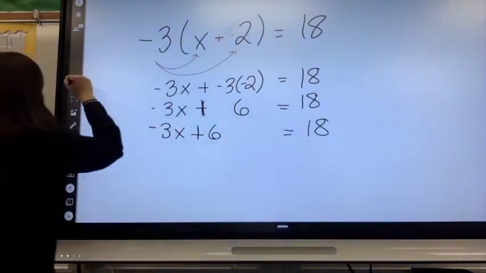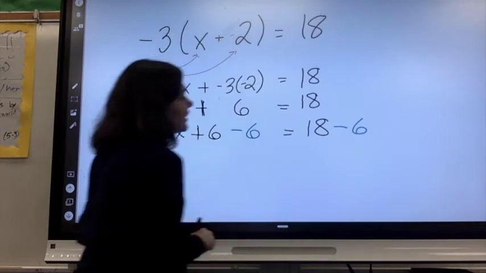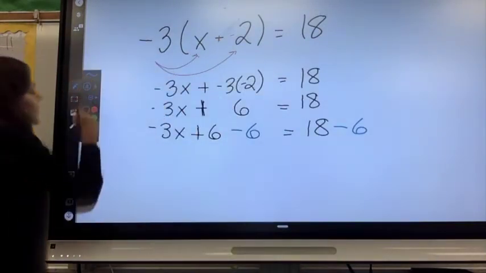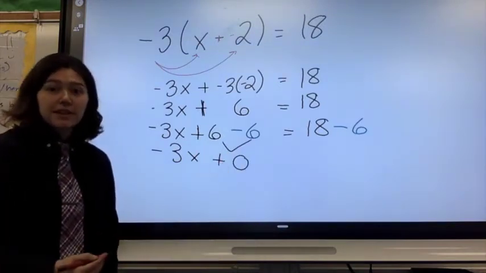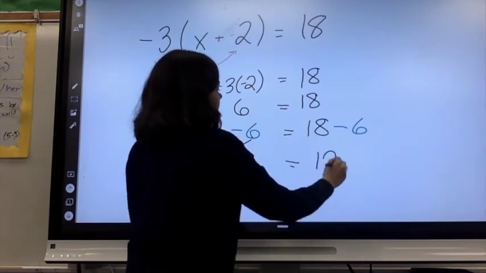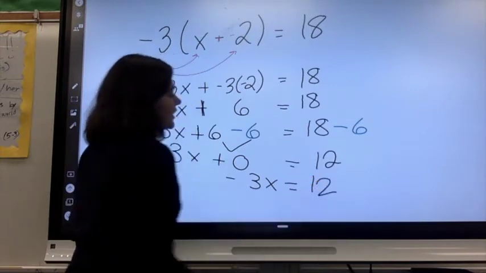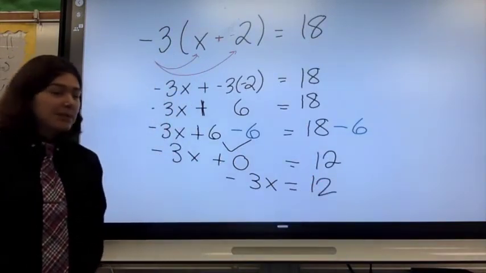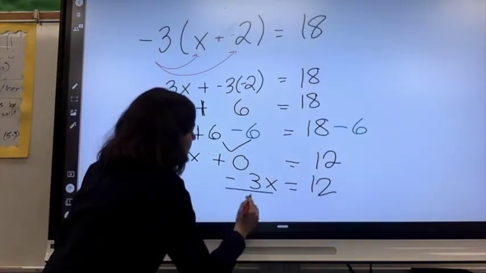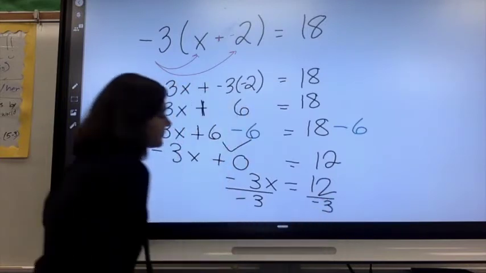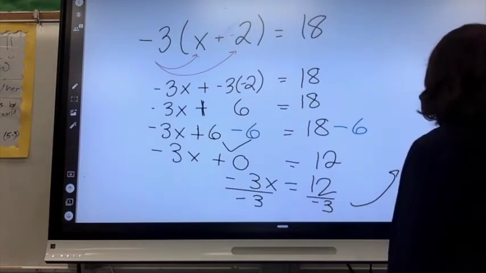So I have negative 3x plus 6 equals 18. And for that undoing, I'm going to subtract 6 on this side and subtract 6 on this side. When I do that, I'll get negative 3x plus 0, because 6 minus 6 is 0, which was my point all along, equals 12. So then I have negative 3 times x equals 12. And our last step is to undo what's currently happening to x. Currently, x is being multiplied by negative 3. So I need to divide both sides by negative 3. And that will give me my correct answer, which is x equals negative 4.